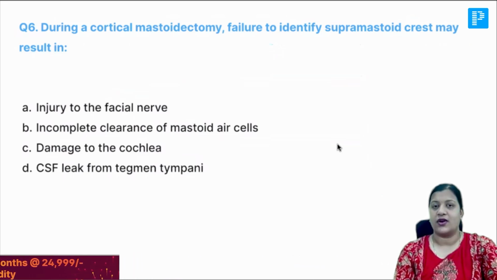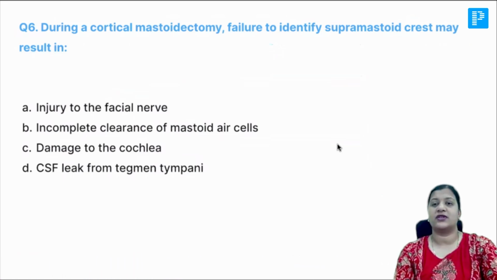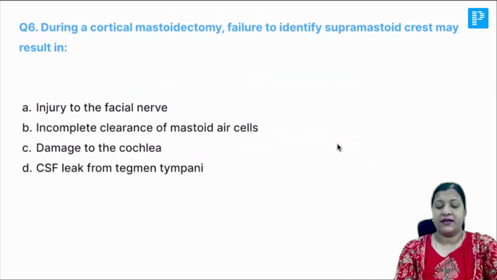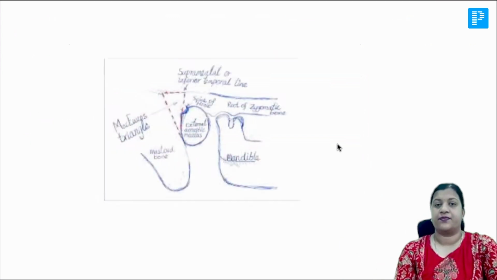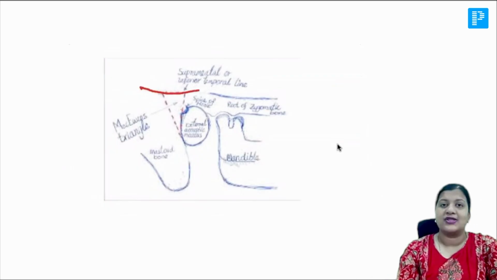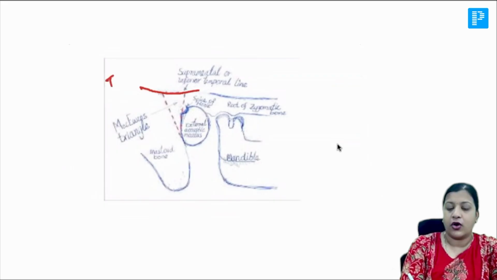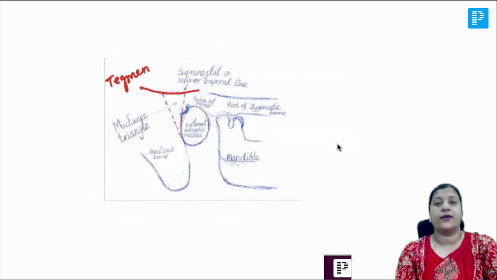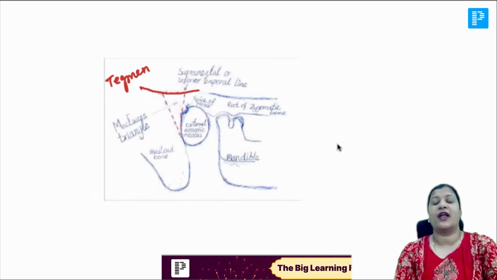During cortical mastoidectomy, failure to identify the supramastoid crest will result in injury to the facial nerve, incomplete clearance of the disease from mastoid air cells, damage to the cochlea, or CSF leak from the tegmen tympani. So whenever we think of Macewen's triangle, there are 3 lines. The first line is your supramastoid crest. This supramastoid crest basically defines your tegmen. Meaning, if you drill above the line, you're going to enter the cranial cavity and you could have a CSF leak as well.